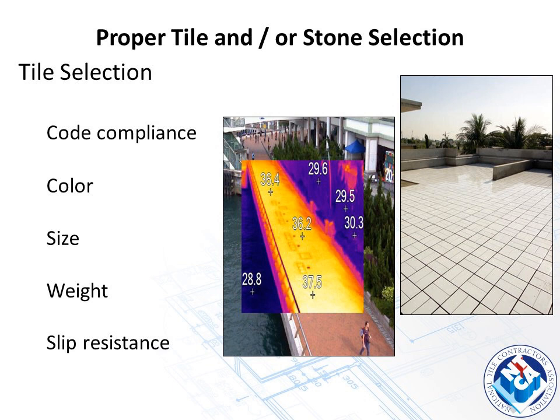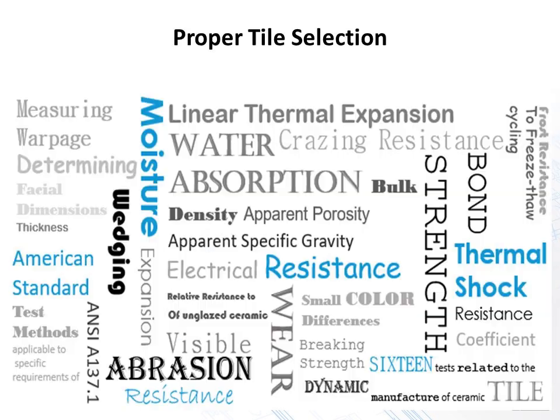Obviously, if this deck to the right was pure black tile, it might be a little bit difficult to walk across with bare feet. So color selection can have a lot to do with the proper installation as well. Not that the others won't perform, it's just that it's going to be difficult to walk across under high temperatures. And slip resistance is obvious, if you've got a pool deck, areas that potentially could get wet, you certainly want to make sure you have the proper DCOF.